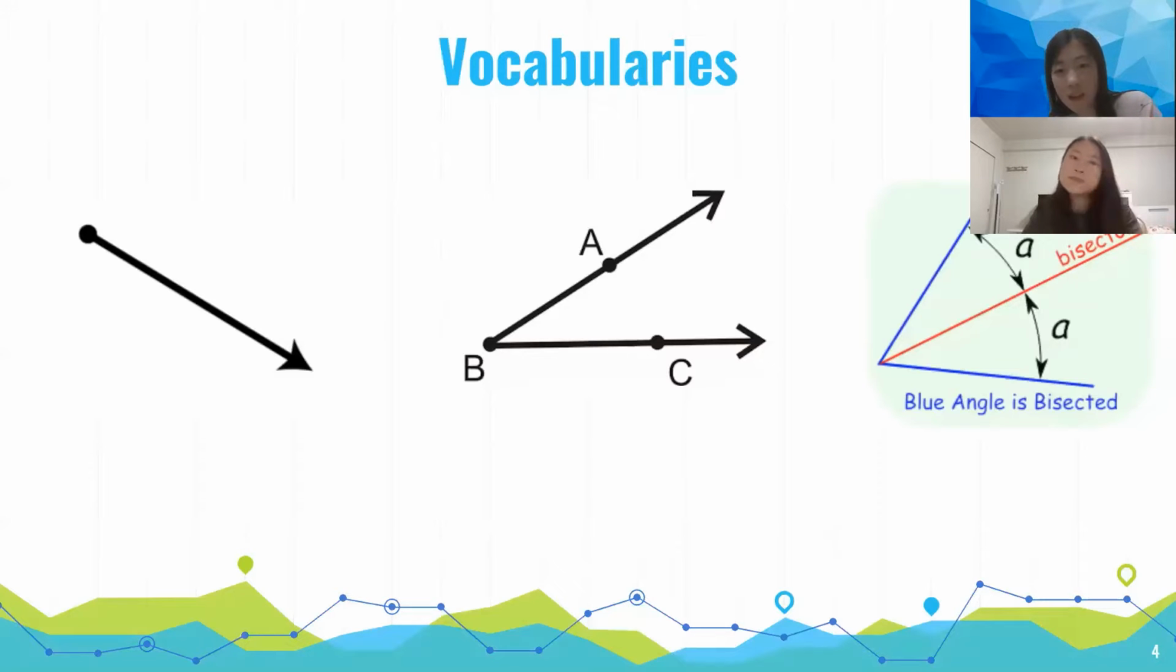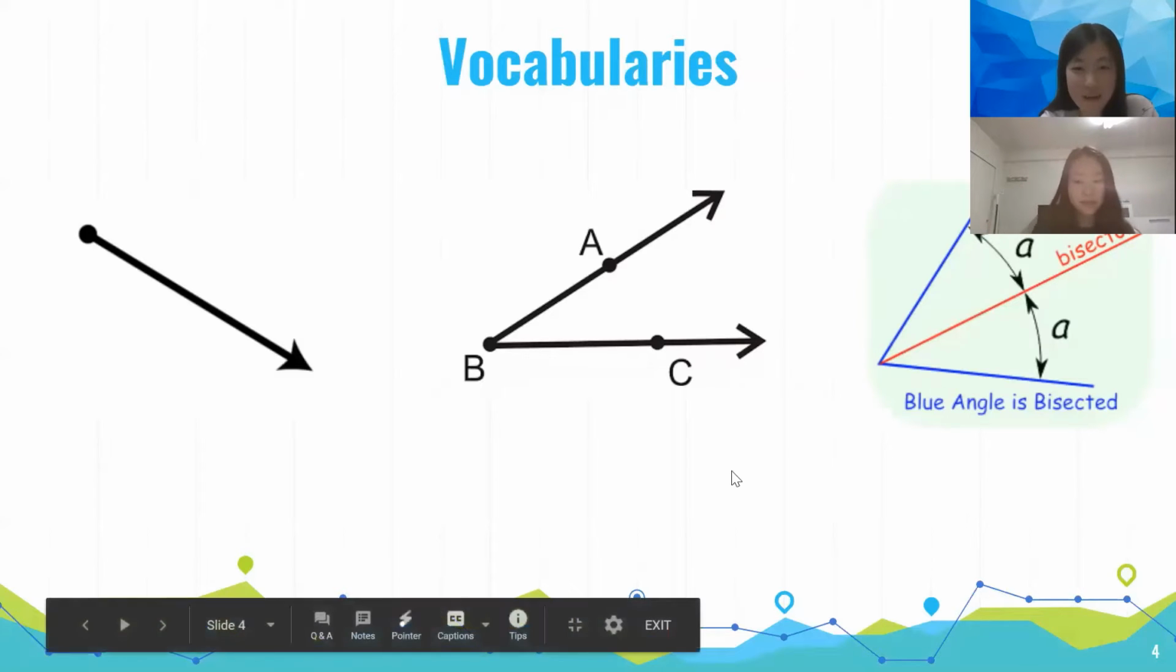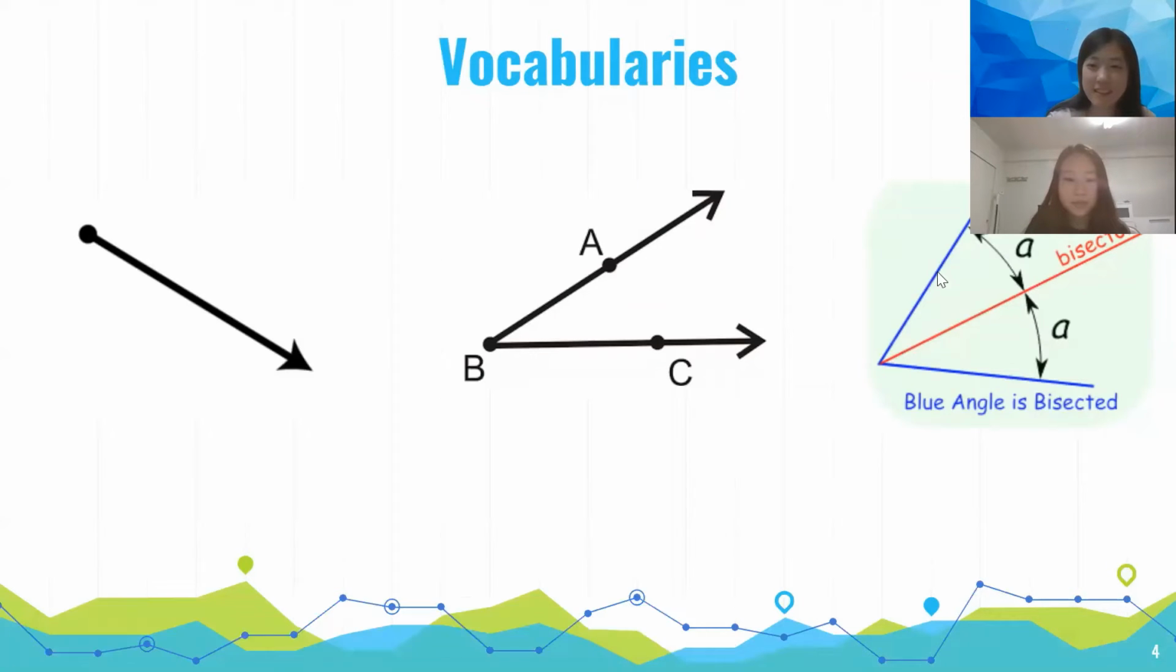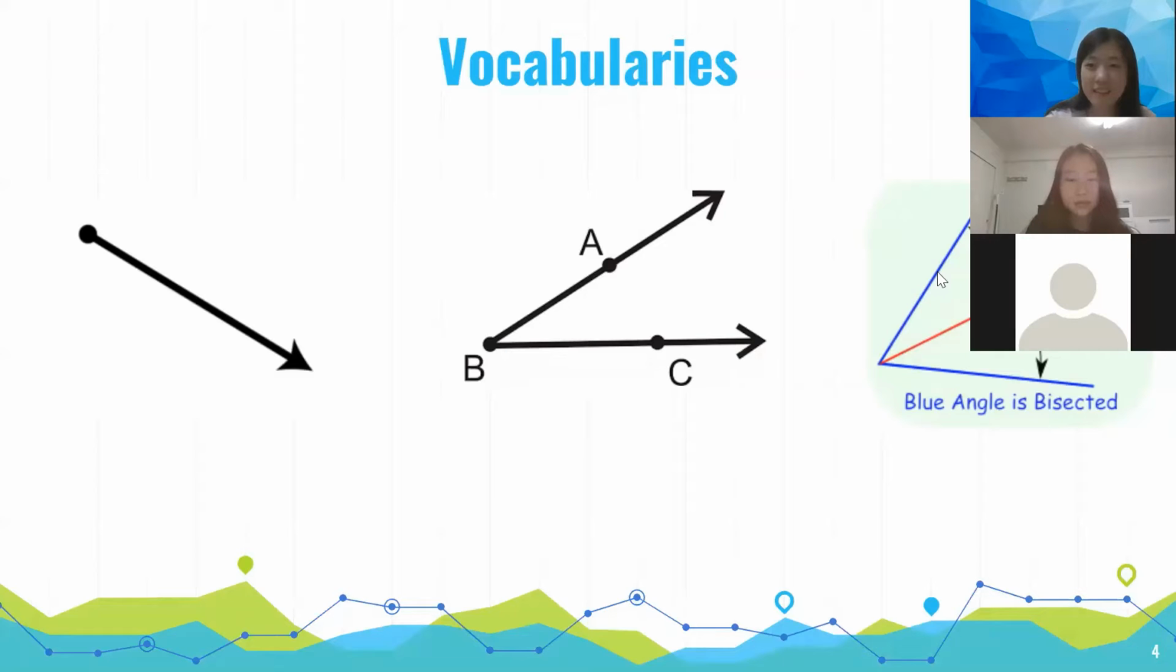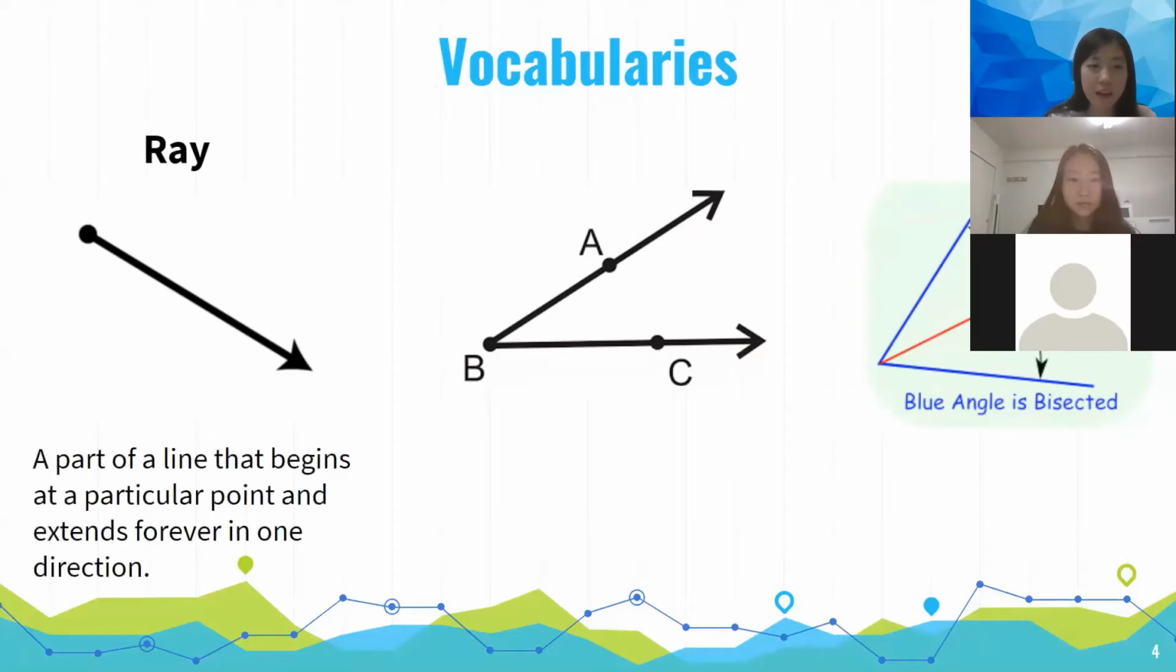Do you have any idea what these three pictures are? You can put it in the chat if you don't want to say it. Is the second one an acute angle? The second one's an angle. So the first one's a ray, and a ray is a part of a line that begins at a particular point and extends forever in one direction.